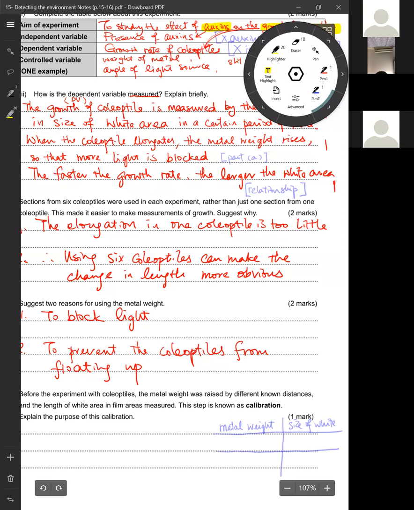So let's say if I intentionally move the weight by 1 mm, then I find out that the size of the white area is 2 cm. And when I move the metal weight by 2 mm, then I measure that the size of the white area is 4 cm. So these are what is done in the calibration step.